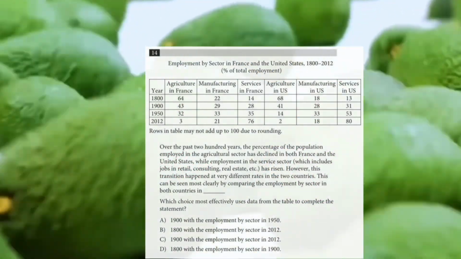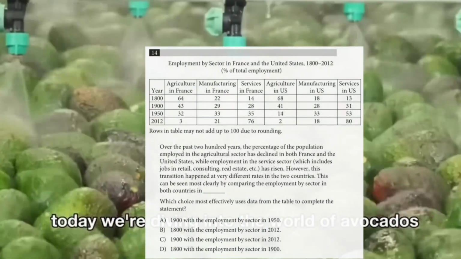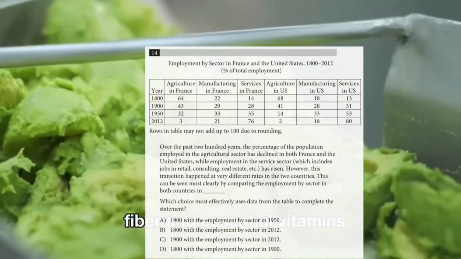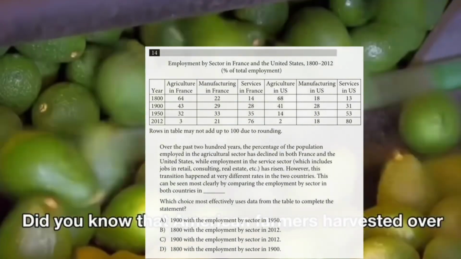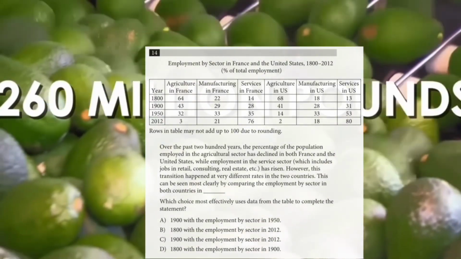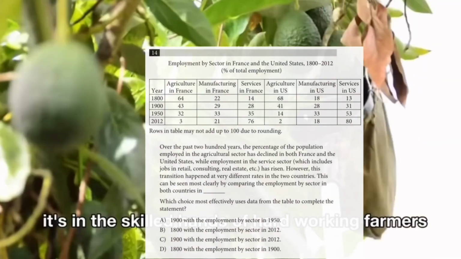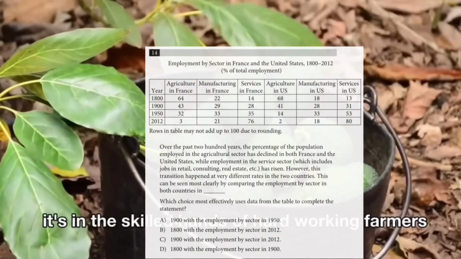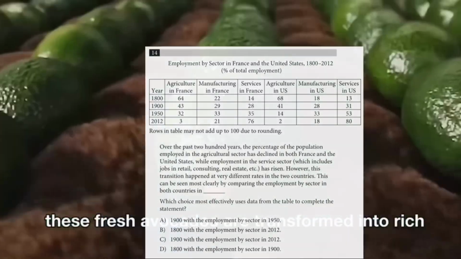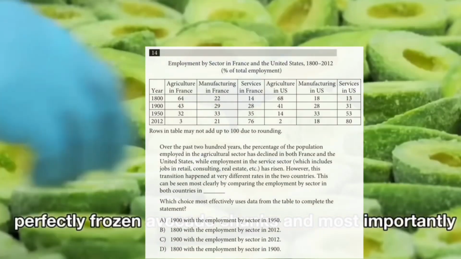Over the past 200 years, the percentage of the population employed in the agricultural sector has declined in both France and the United States, while employment in the service sector, which includes jobs in retail, consulting, real estate, etc., has risen. However, this transition happened at very different rates in the two countries. This can be seen most clearly by comparing the employment by sector in both countries in which choice most effectively uses data from the table to complete the statement.